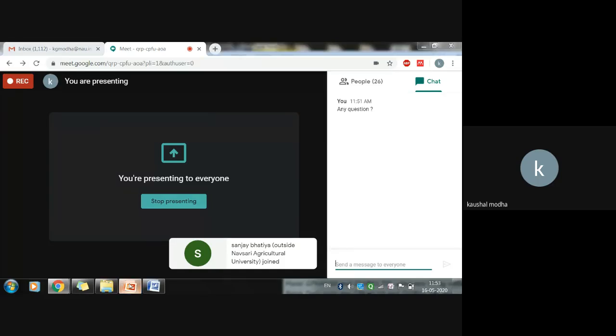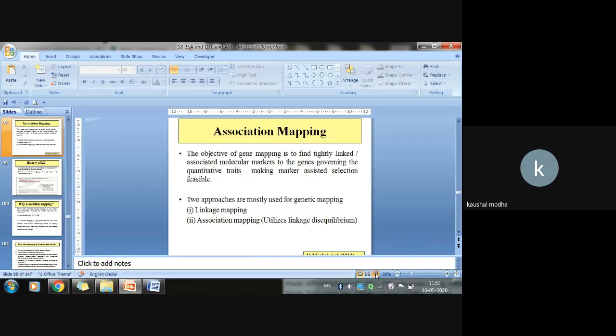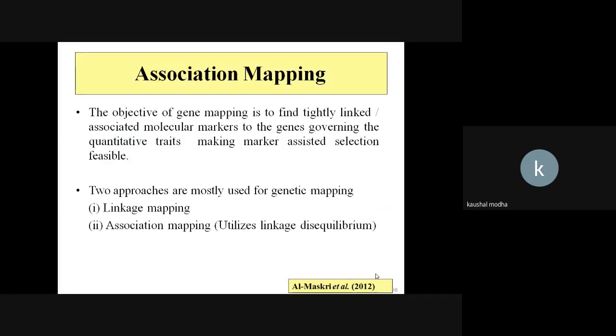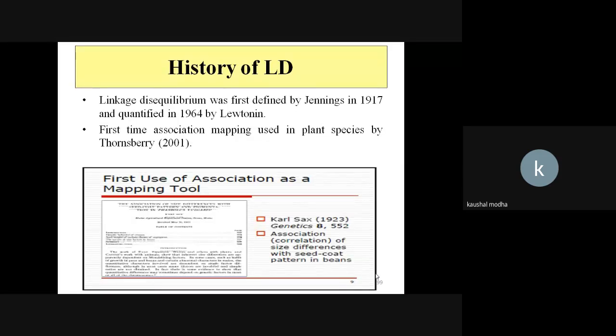So let us start with association mapping. For gene mapping, that means identifying the marker linked with the genes or mapping of the genes on chromosome and across the genome, there are two basic strategies. One is linkage mapping, another one is association mapping. Linkage mapping is based on the concept of linkage, and association mapping utilizes linkage disequilibrium. Linkage and linkage disequilibrium are two different things. We will know how they differ.